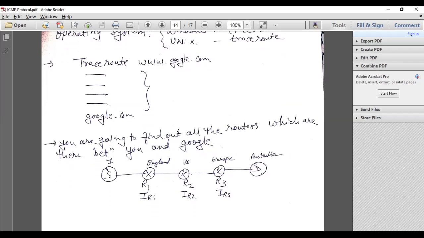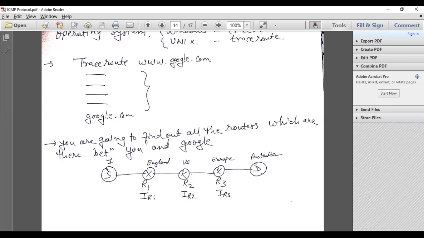So you can find out that your packet is going through this many countries, let's say England, then US, Europe, Australia, and so on. By these IPs, you can identify where these routers are present, their locations, and so on. So this utility Traceroute is implemented using ICMP.